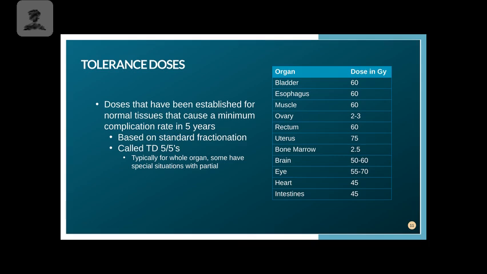Bladder is 60, esophagus is 60, muscle is 60. The ovaries are only about 2 to 3. The rectum is 60, uterus is 75, bone marrow is 2.5, the brain is about 50 to 60, eye is 55 to 70, heart is 45, and intestines are about 45. The main ones we were always told to memorize were bladder, esophagus, rectum, muscle, brain, and intestines. Those were big ones for us during rad therapy school.